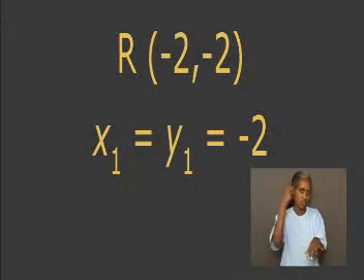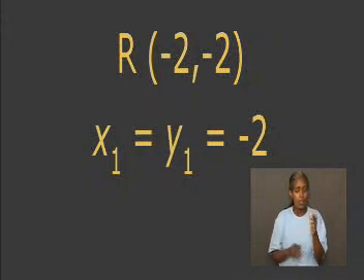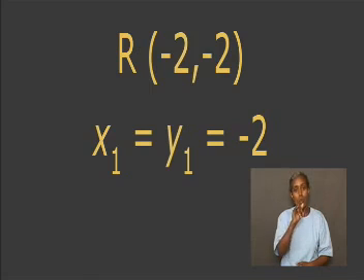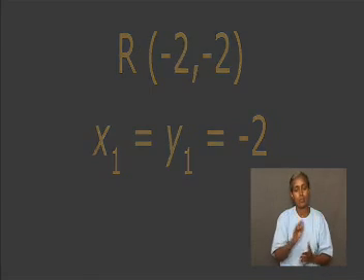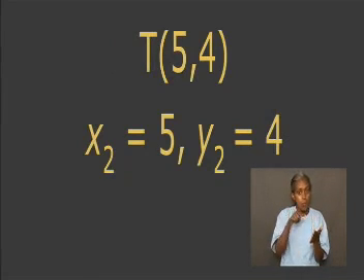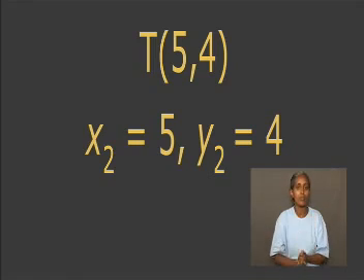Welcome back, students. I am sure that you did not find that activity too difficult. Let R be a point at -2, -2. x1 is -2 and y1 is -2. Let T be a point at 5, 4. x2 is 5 and y2 is 4.